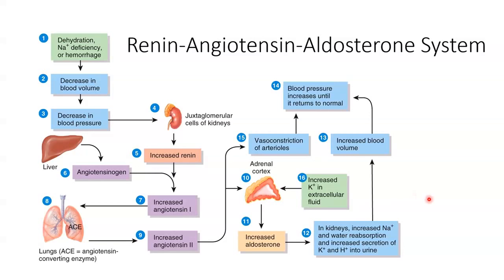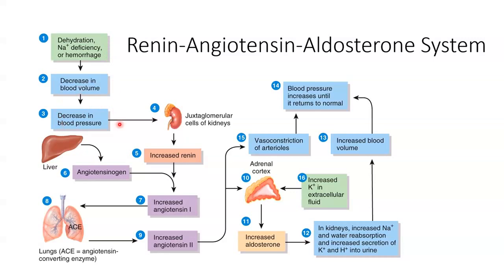So giving you a summary of the renin-angiotensin-aldosterone system, this system is stimulated because of a drop in blood pressure. Typically, that's because of a decrease in blood volume. So it could be that we're dehydrated, we have insufficient sodium, so we're not reabsorbing enough water, or we've lost a lot of blood, like if we're hemorrhaging.